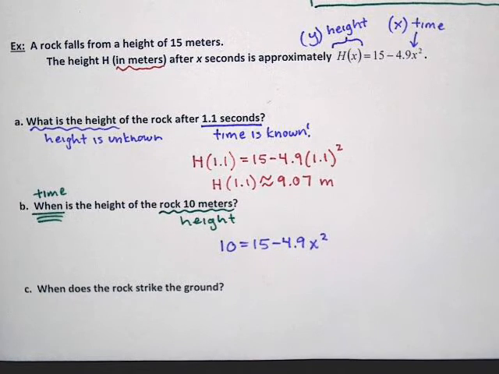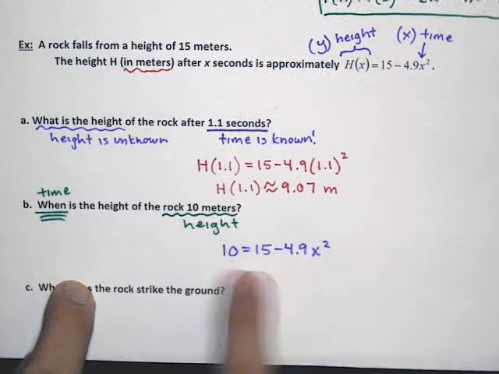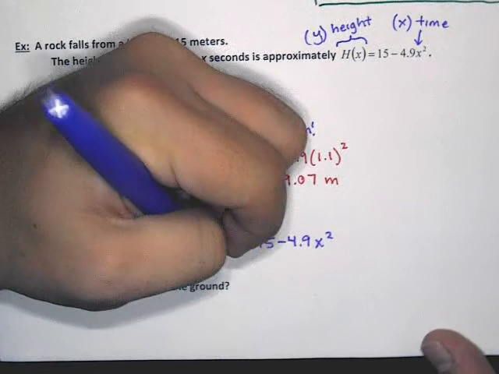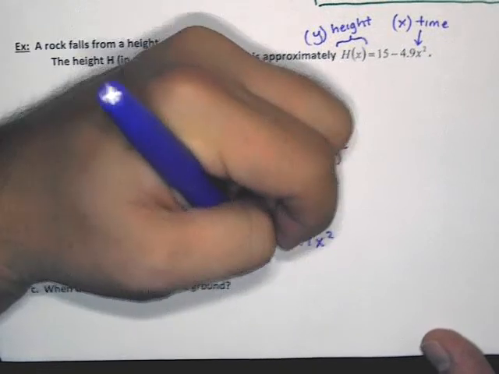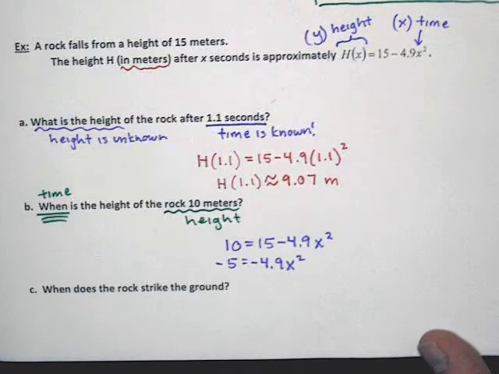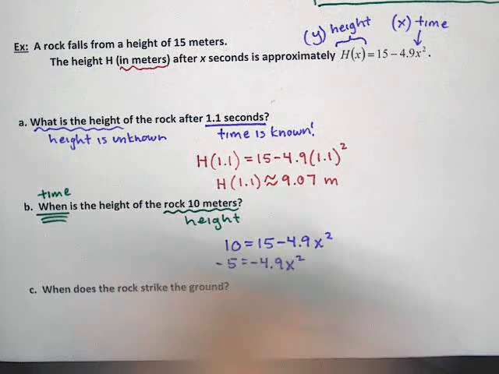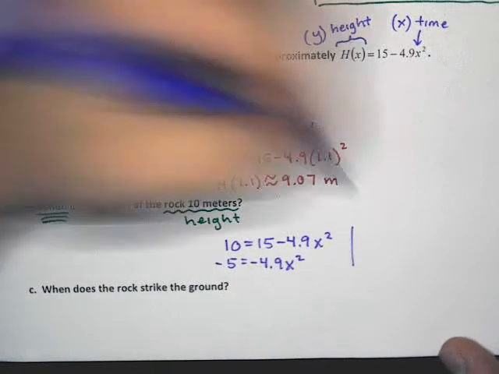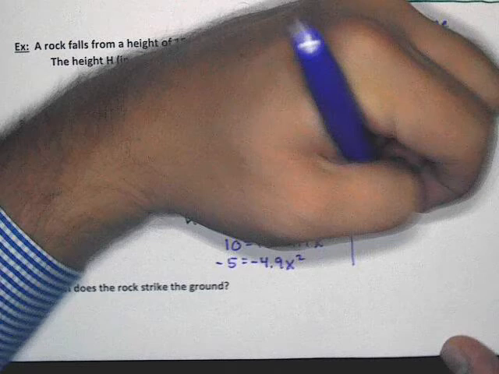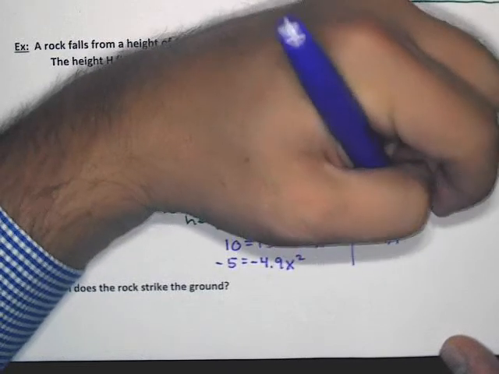Now we solve. Personally, when I see something like this, if I don't have multiple x's in different terms, I would just use the square root method, which means I want to get x squared alone on one side. What am I going to do? I'm going to move this 15 over. So I have negative 5 equals negative 4.9x squared. And then I will do negative 5 over negative 4.9 equals x squared.